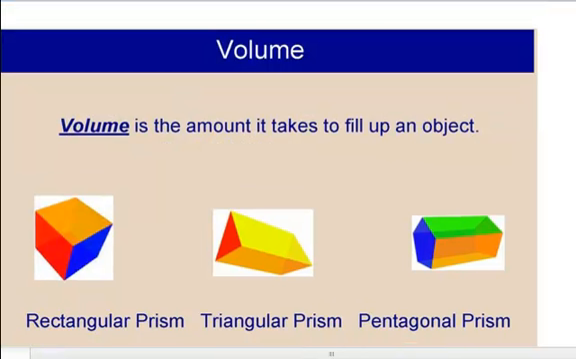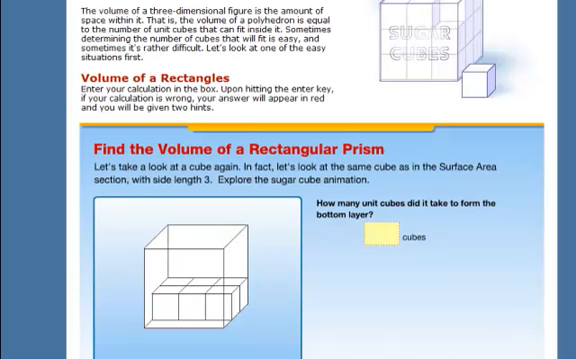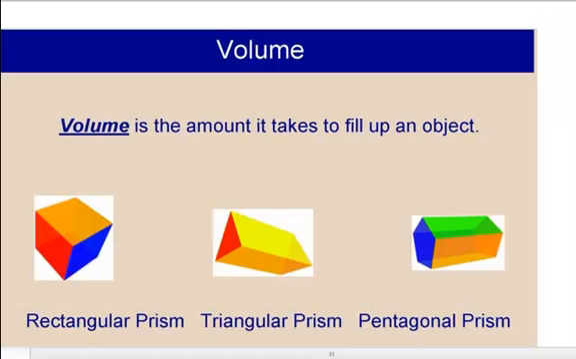So let's talk about volume. Volume is the amount it takes to fill up an object. So volume is how many cubes will fill up an object. Since we have a 3-dimensional object, it's how many cubes. When we were dealing with polygons, it was how many squares would fill it up, and that would give us area. So volume is going to be in terms of units cubed. For example, centimeters cubed, liters cubed, whatever unit you're working with is going to be to the 3rd power. And the reason for this is we're dealing with 3 dimensions, and we're dealing with 3 lengths being multiplied together, and we'll see that in a minute.